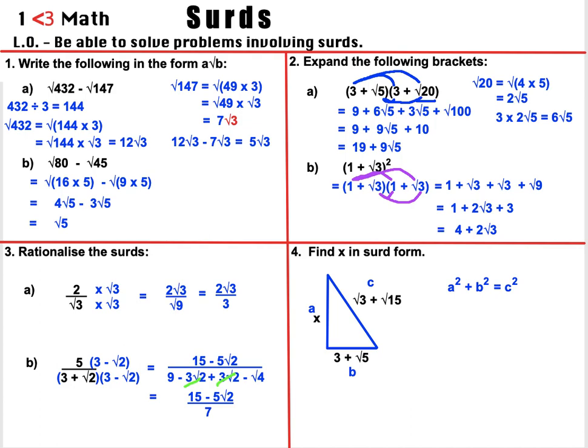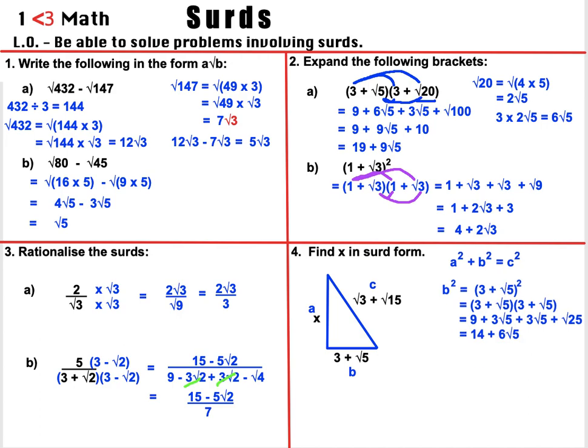Now I'm going to work out B squared. So I'm going to square 3 plus root 5. That's going to be the bracket, and multiplying out we get 9 plus 3 root 5 plus 3 root 5 plus root 25, similar to how we've done in the other questions. The root of 25 is 5, so 9 plus 5 is 14. 3 root 5 plus 3 root 5 is 6 root 5, so we've worked out B squared.